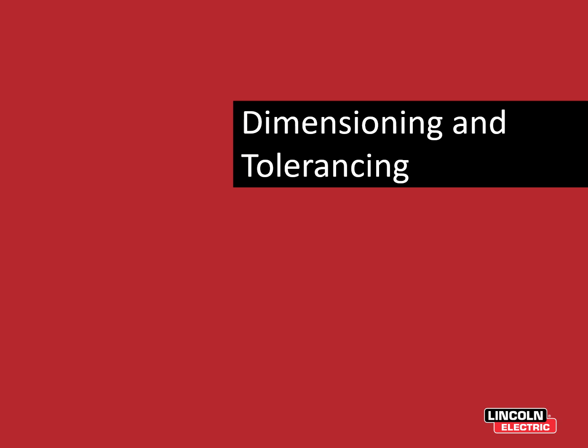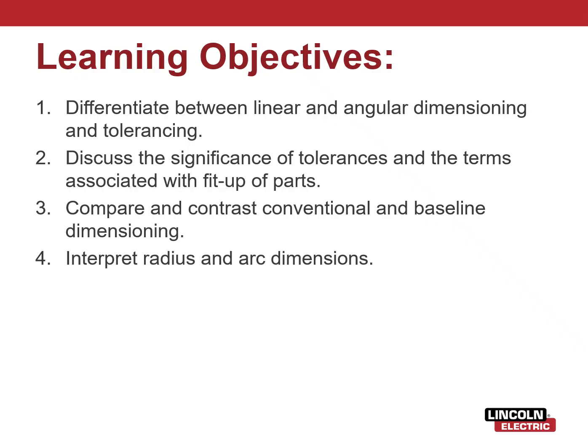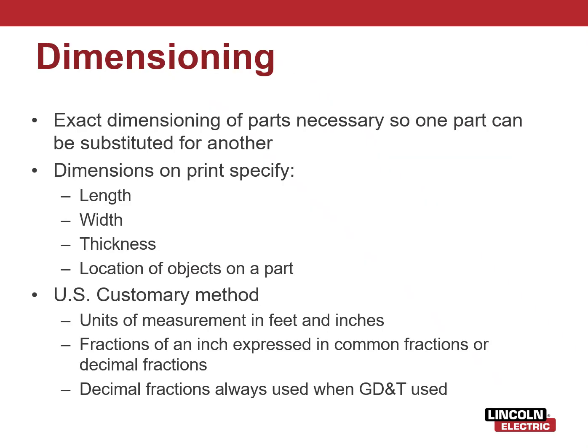All right, guys, next unit here, we're going to be going over dimensioning and tolerancing. Fun stuff. So, goals for this is to differentiate between linear and angular dimensioning and tolerancing, what the significance is of tolerances and the terms associated with fit up of parts. And then compare and contrast conventional and baseline dimensioning. Those are like the two main categories of dimensioning, and then how to interpret radius and arc dimensions. So some basic stuff, but there is quite a bit of slides on this one.